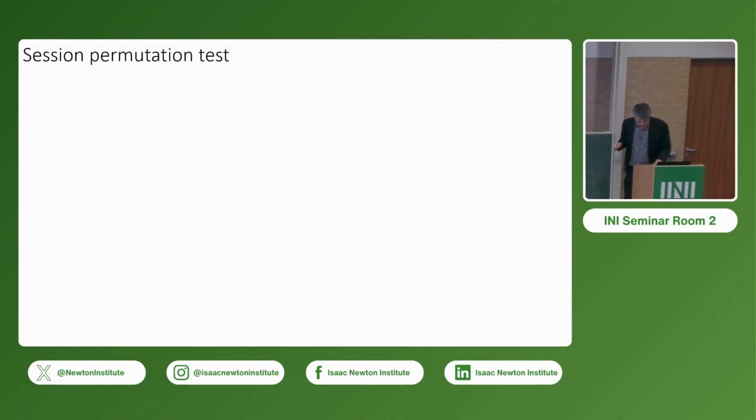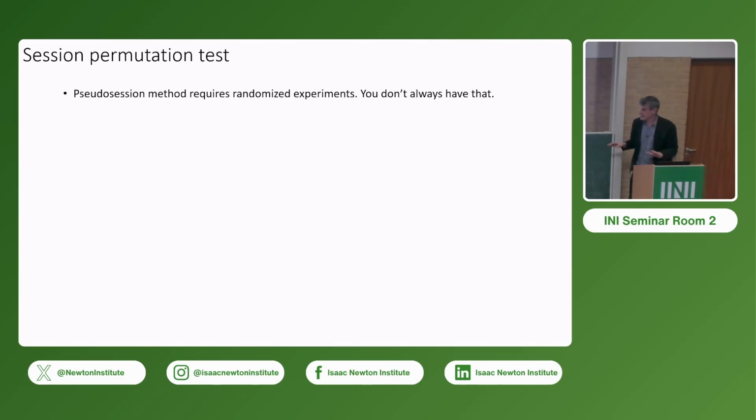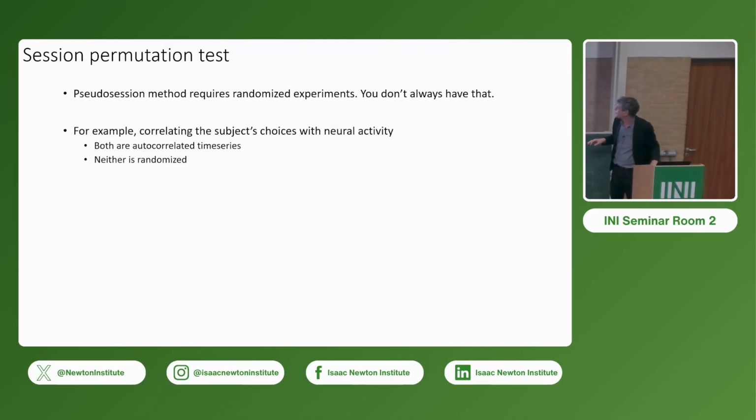But what we need to do is use the actual distribution that generated the stimuli rather than just an independent variability. All right, so that's the first thing. And the next one, which is also pretty simple, is what we call the session permutation test.